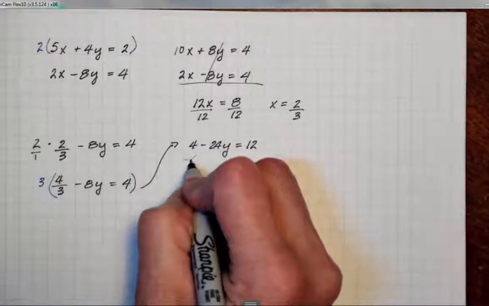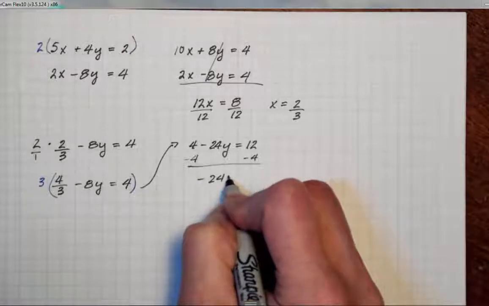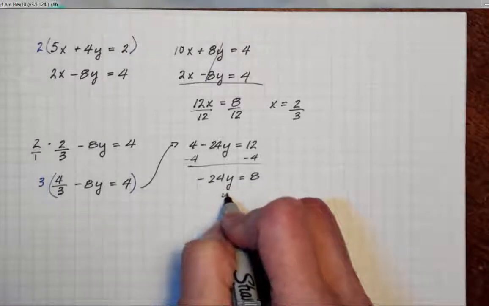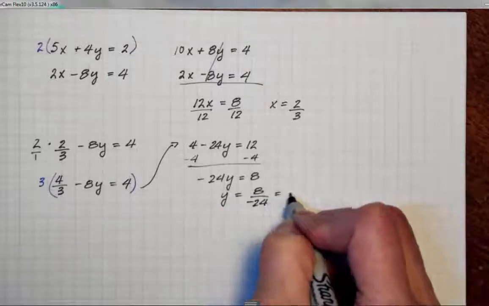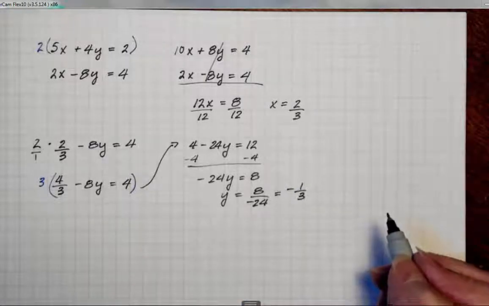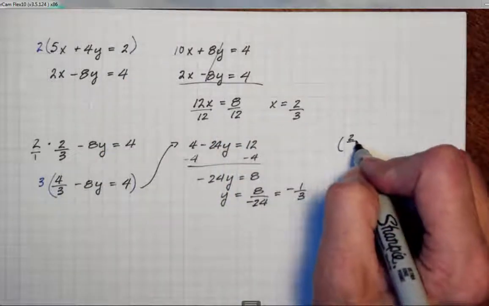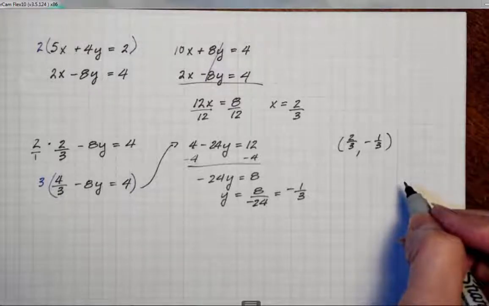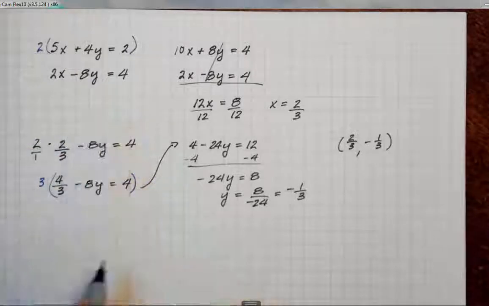Then I'm going to subtract 4 from both sides. Negative 24y equals 8. Divide both sides by negative 24. 8 divided by negative 24 equals negative 1/3. So the point of intersection for these particular lines is the point (2/3, negative 1/3). And then we should always go ahead and check and take each of these points and put them in for x and y into my first and second equations.